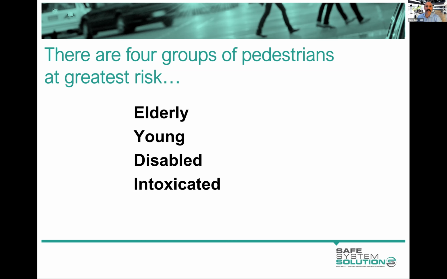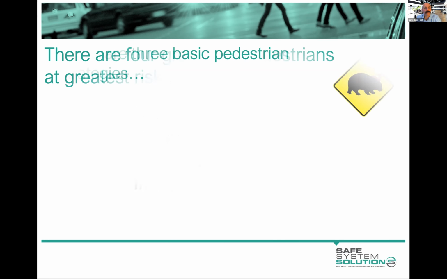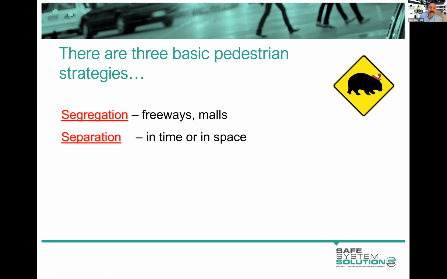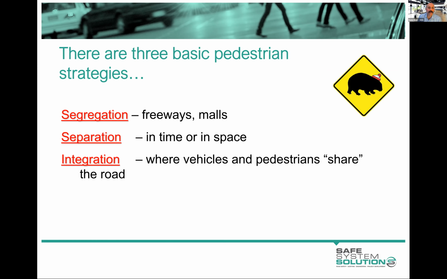Now, you might go, come on, a bit of personal responsibility here. Well, yeah, I mean, we're not actively encouraging that, but the amount of it happening is rife, and so we've got to start doing things about it. Three basic strategies for pedestrian safety. I'm really simplifying this down to segregation. So you're completely saying that road user group there, and this road user group here. Separation in time or in space, and I'll talk about that shortly. And integration, where you're mixing the pedestrians and the vehicles.